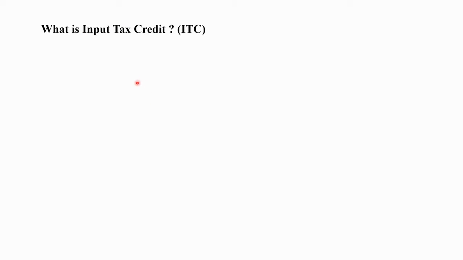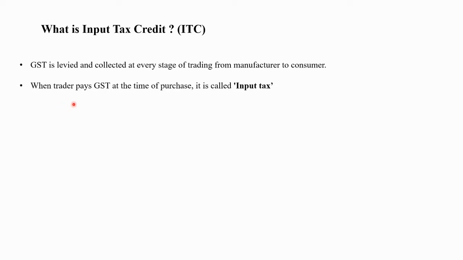Next, let us understand what is input tax credit, or in short ITC. GST is levied and collected at every stage of trading from the manufacturer to the consumer. As we saw in the trading chain, at each stage a GST was charged. When a trader pays GST at the time of purchase, that tax is called the input tax. When GST is collected at the time of sale, this tax is called the output tax.